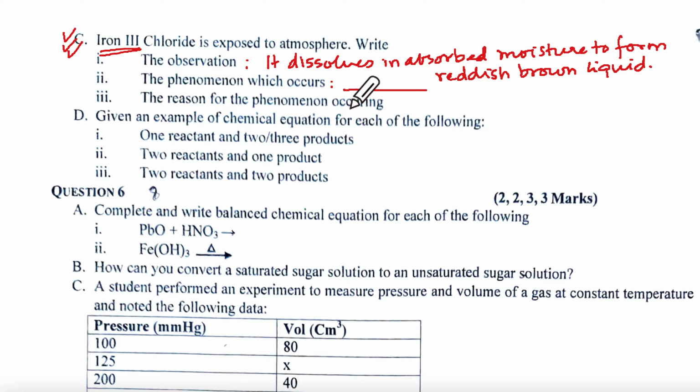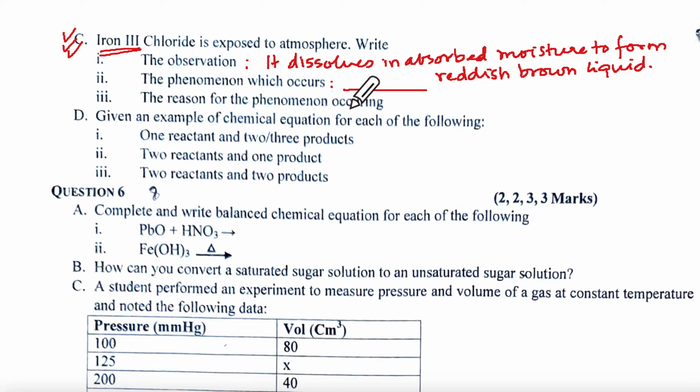A student performed an experiment to measure pressure and volume and he got this data: 180, 125, x, 240, y. Calculate the values. Now can you see, if I take these two, what will be your x equal to? Pressure and volume are inversely proportional, you know. P and V, what are they saying? Constant temperature. So P1 V1 equal to P2 V2, correct?